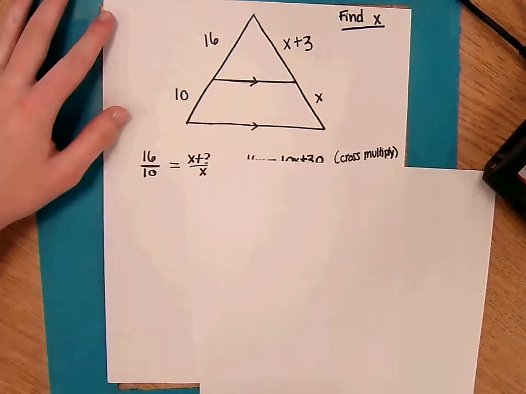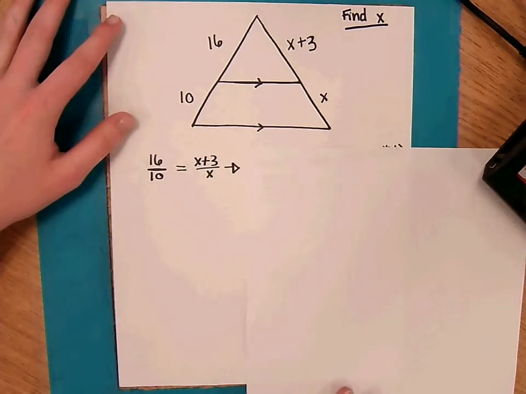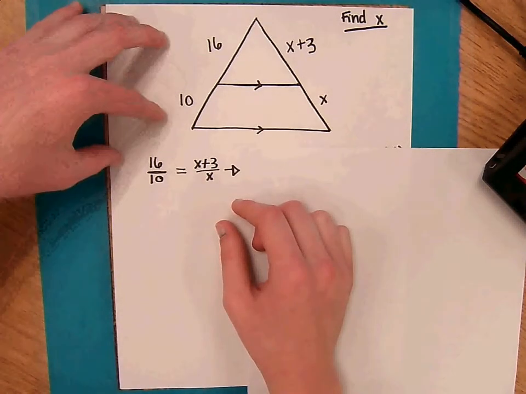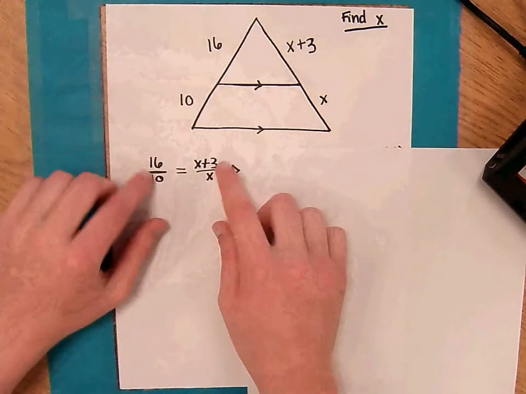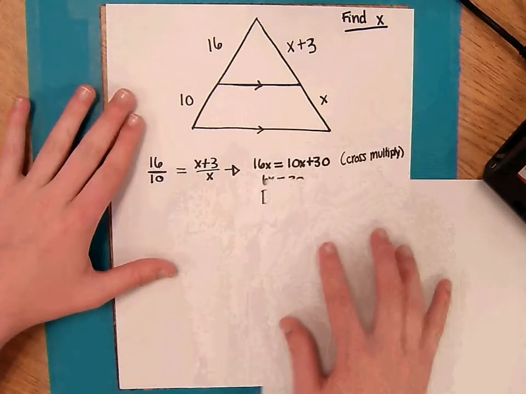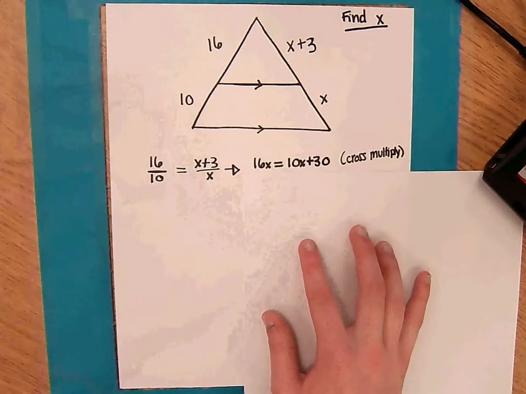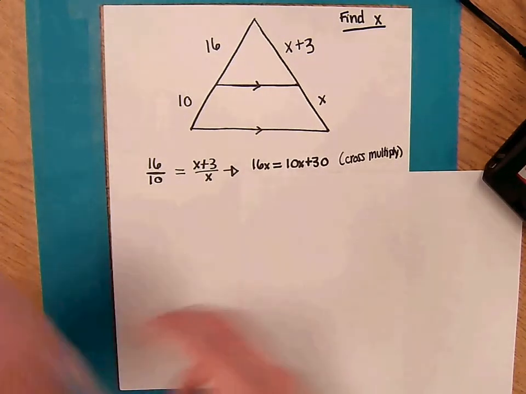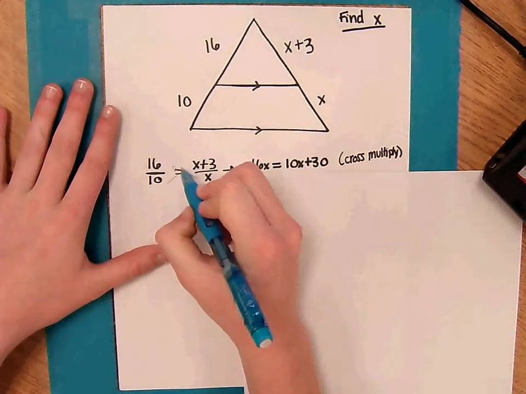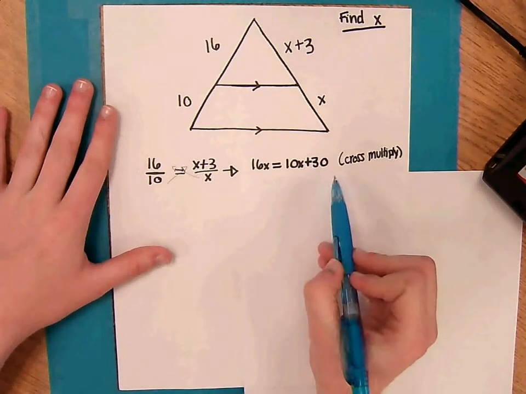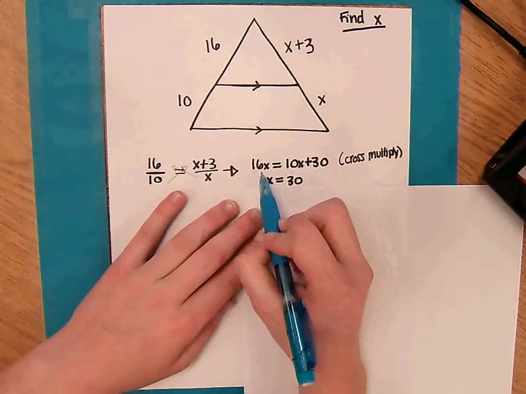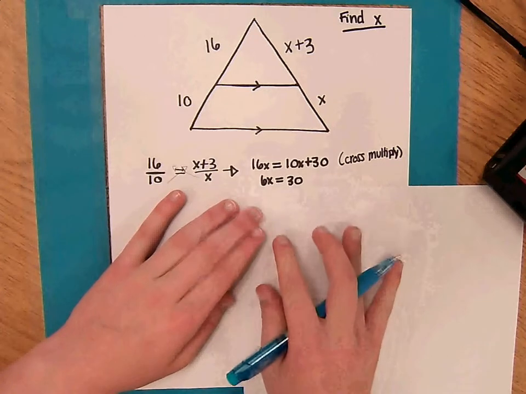And this is what it's going to look like. So first, you're going to have the top ratio to the bottom, top ratio to the bottom. They have to match. Top, top, bottom, bottom. And then you get to here using cross multiplication. So that means you multiply this way and this way. And then you just distribute through. And then your next step is you would subtract 10 over. And you get 6x equals 30, at which x equals 5.